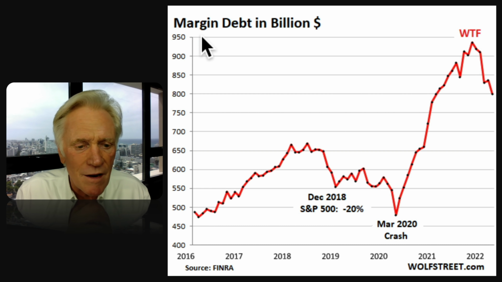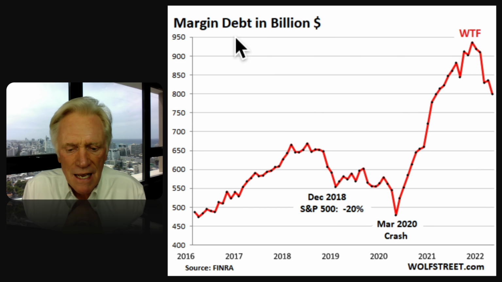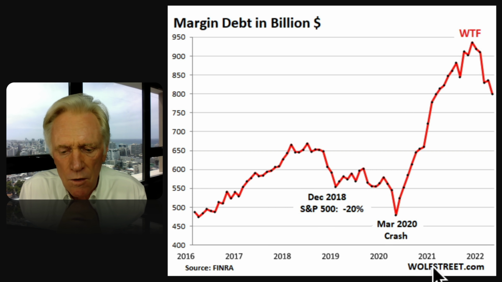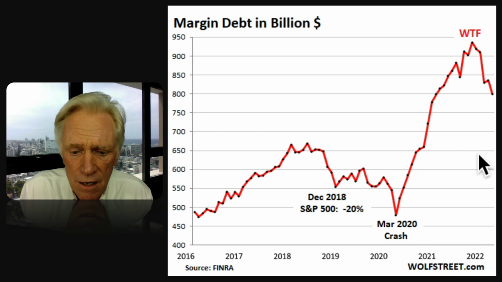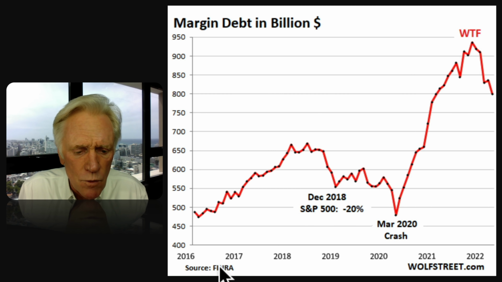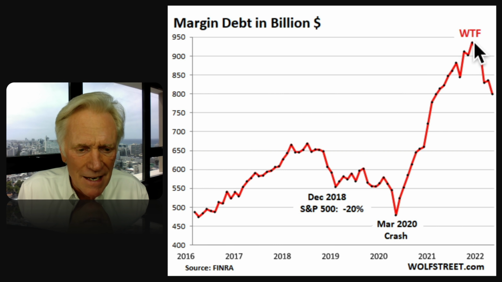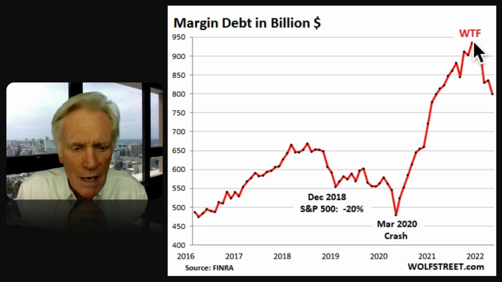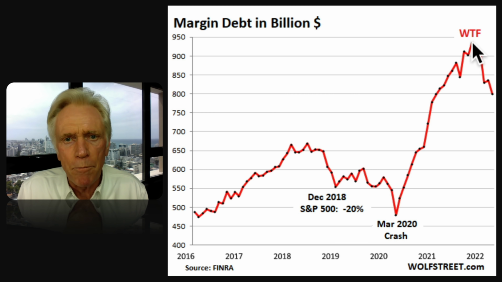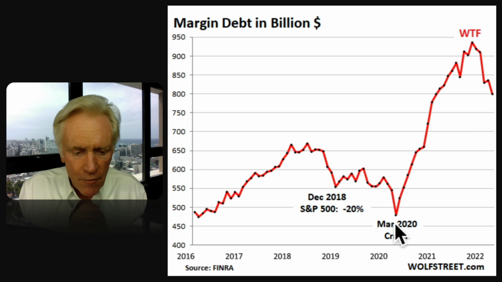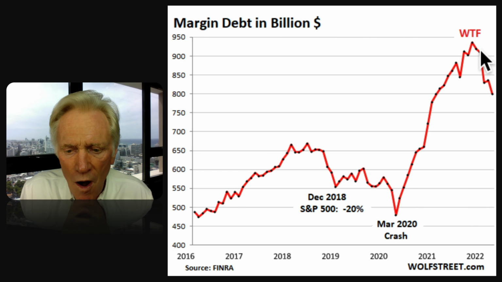Now, another thing that affects that is margin debt. And this is from a great article by Wolf Richter of wolfstreet.com. And this is FINRA data. It shows that the stock market margin debt, according to FINRA, was about $940 billion, up from a little over $450 billion, 465, 470 billion. So almost doubled.